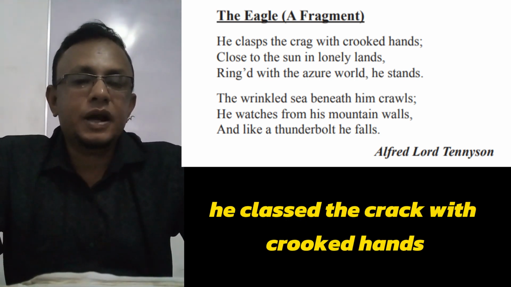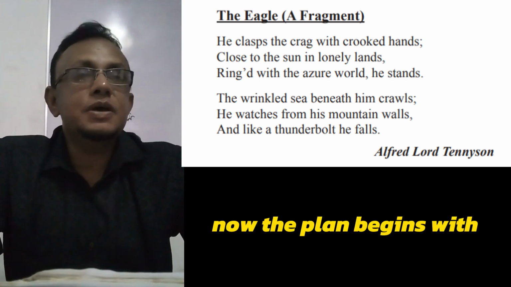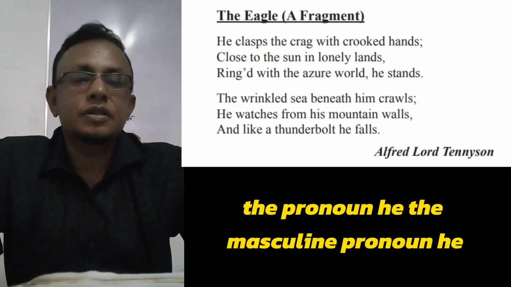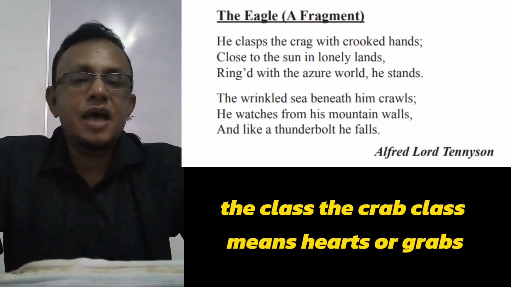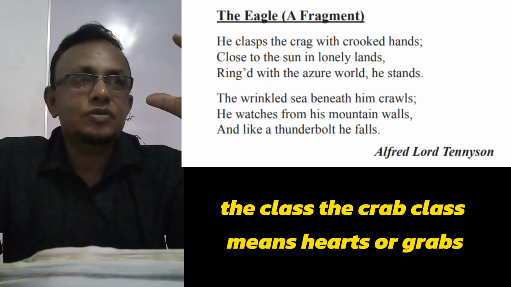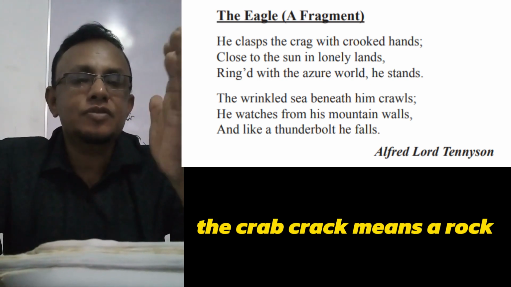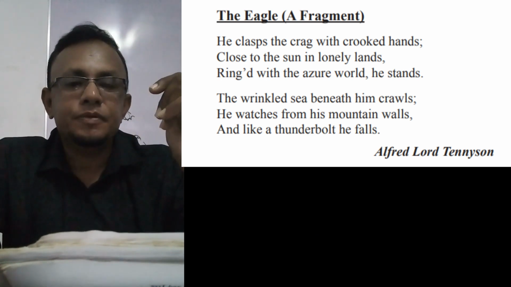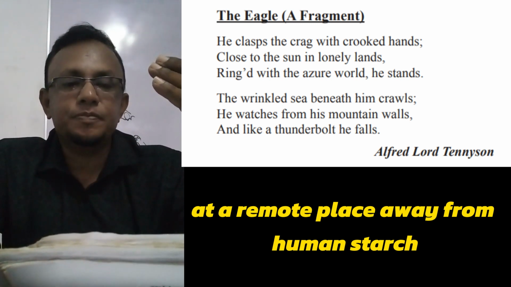He clasped the crag with crooked hands. Now the poem begins with the pronoun he, the masculine pronoun he. He clasped the crag. Clasp means hugs or grabs. The crag means a rock. This bird lives in a rocky area, at a remote place away from human touch.